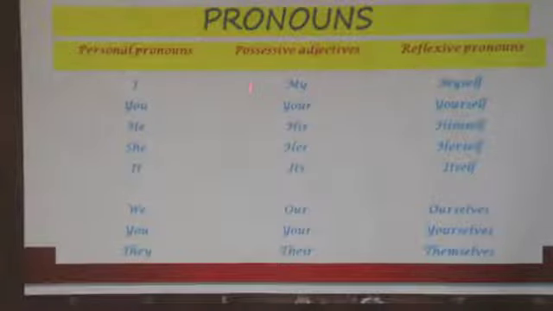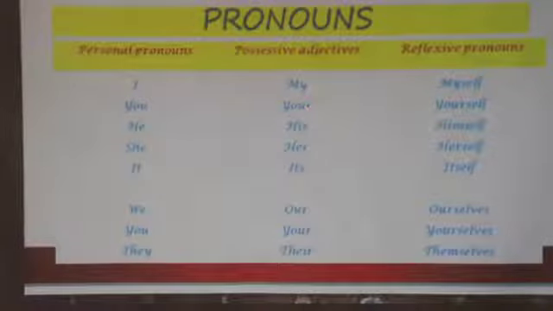Now, in the second column, as you see there on your screens, we have a list of possessive adjectives. Okay? Possessive adjectives. And as you know, an adjective modifies a noun. So we use these adjectives before nouns. So the equivalent of I is my. For example, my name. So name is a noun, we put my before name.